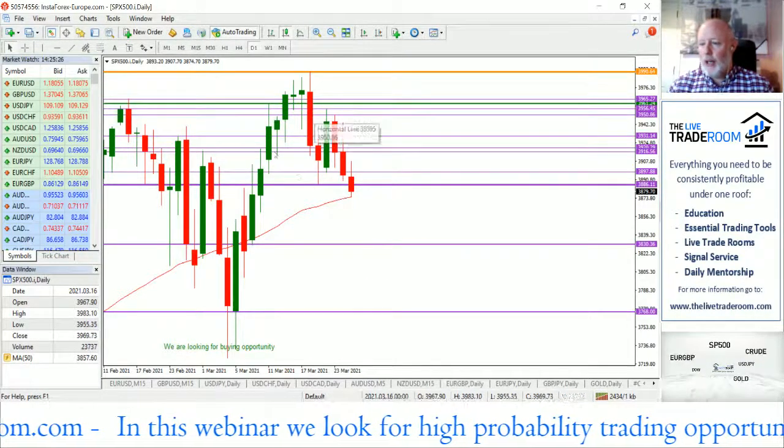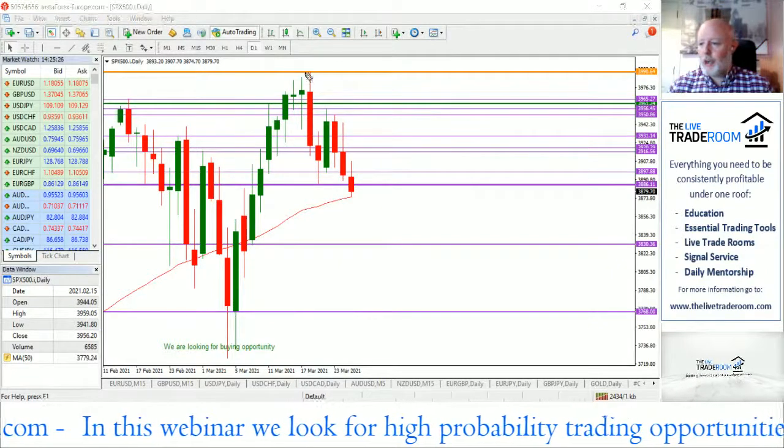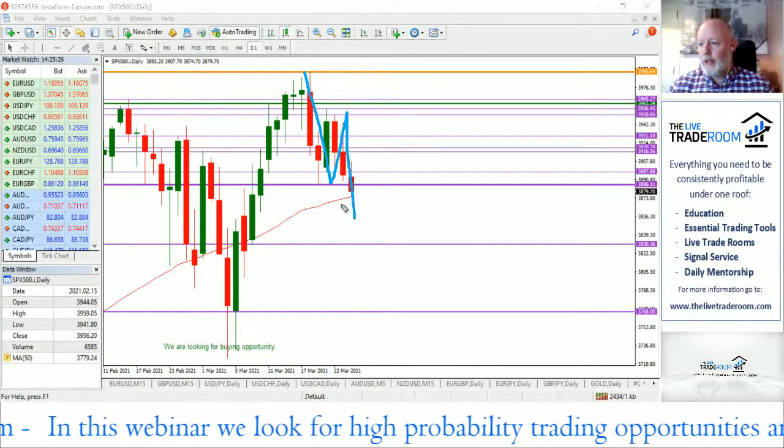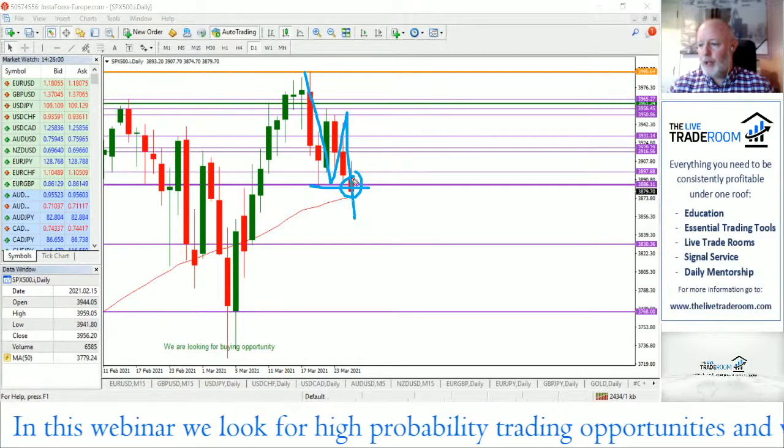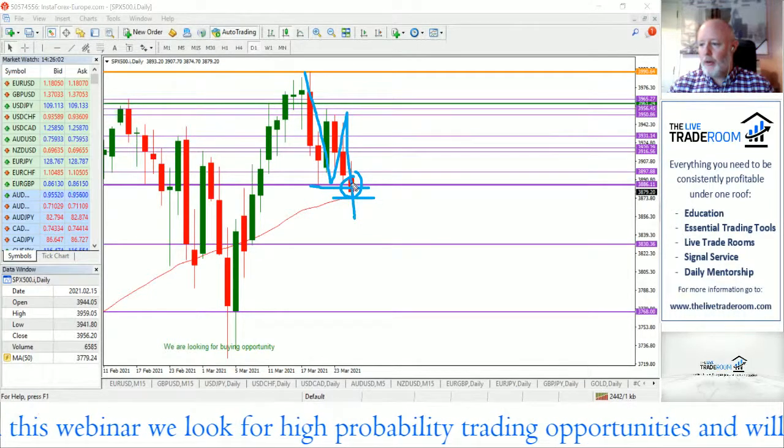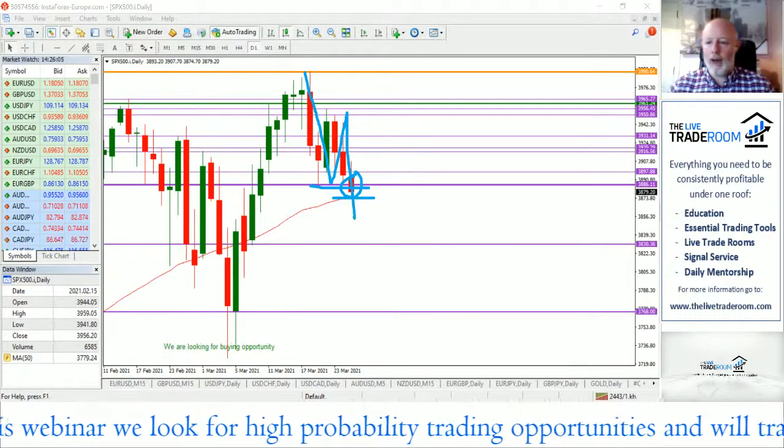We're currently seeing a structural failure to the downside. That's what this move here represents. We're just running into a bit of support at those slightly lower levels.